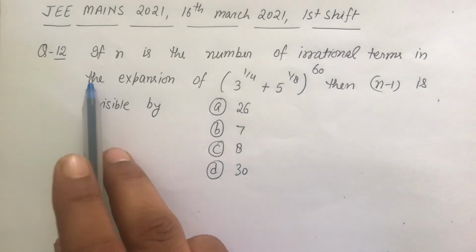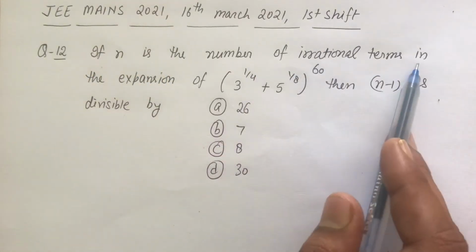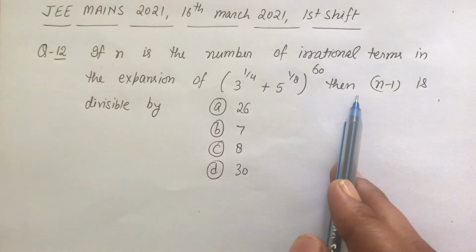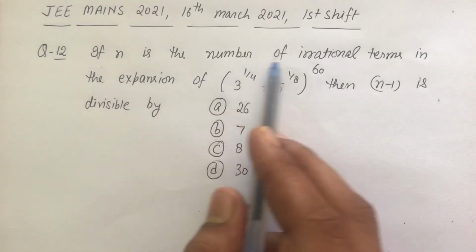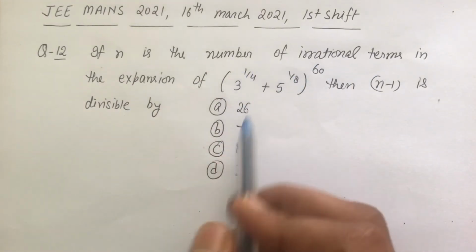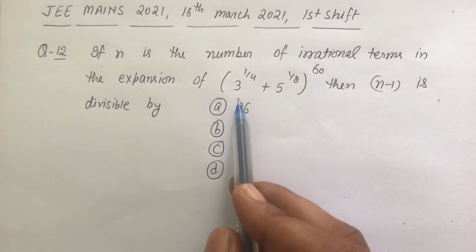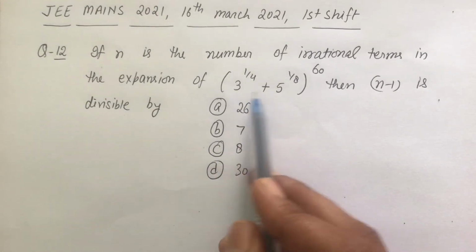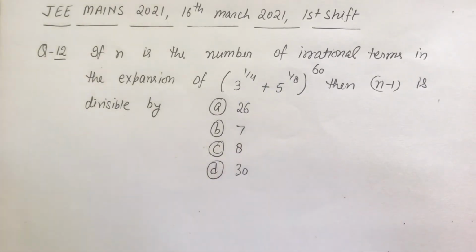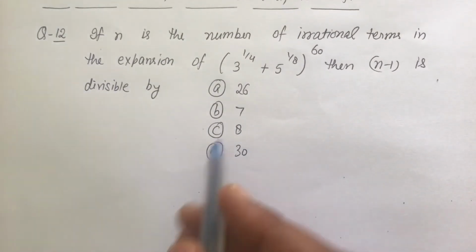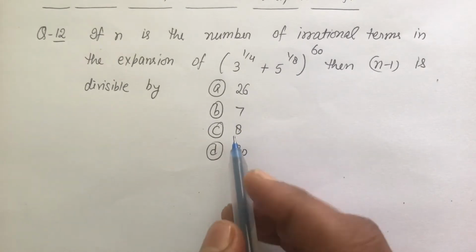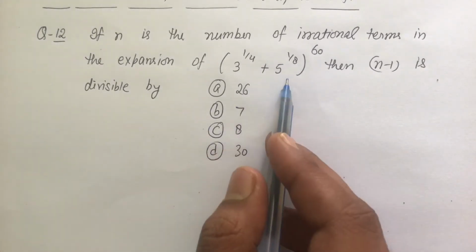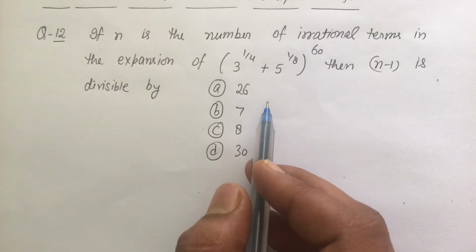In this problem it is said n is the number of irrational terms in the expansion of this, then n minus 1 is divisible by. So basically we need to find n, the number of irrational terms in the expansion. Whenever we need to find the number of irrational terms, first of all you write it in (1 plus x) raised to the power n form. So how can I write this in (1 plus x) raised to the power n form?